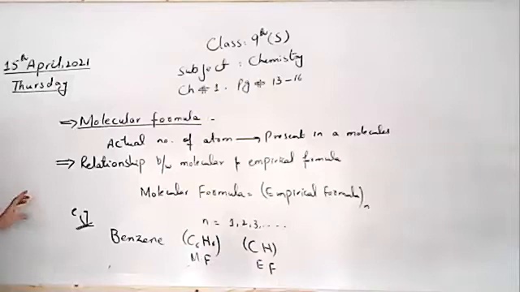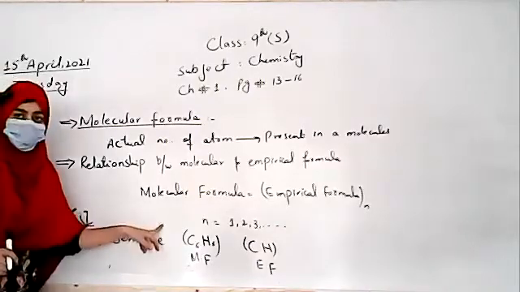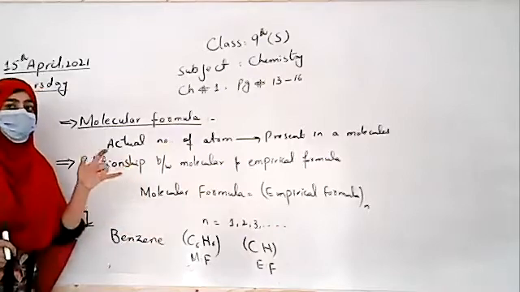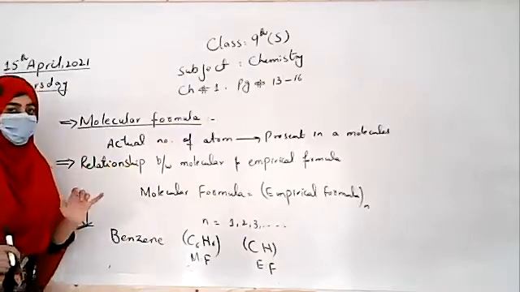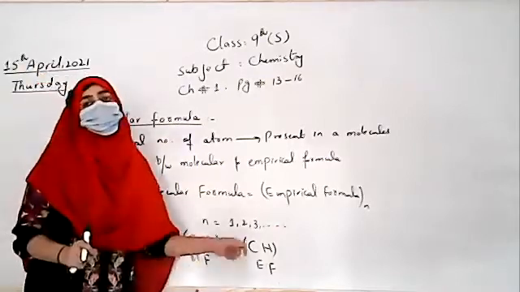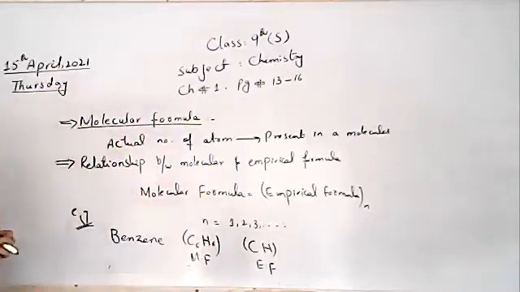The second example is hydrogen peroxide. Its molecular formula is H2O2. So we can take 2 as a common factor. So its empirical formula is HO, that stands for hydrogen oxide.